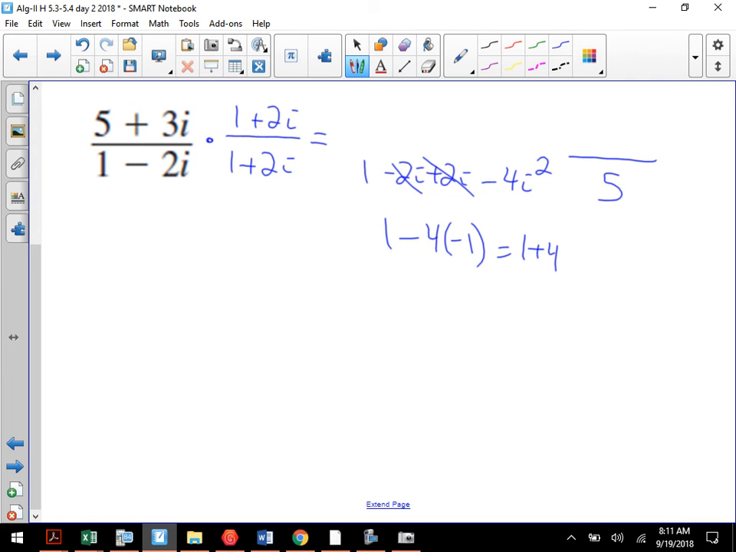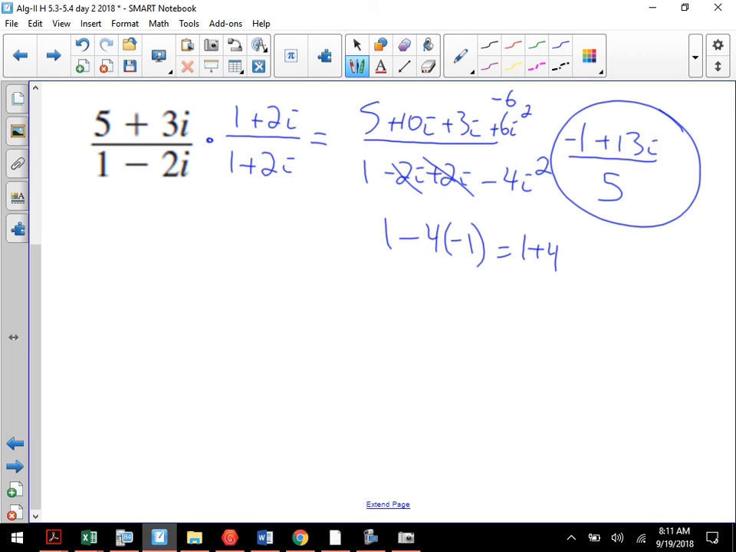I still have to FOIL out my numerator, and it's okay to have i's in the numerator. So if you FOIL out the numerator, you're going to get what? 5 plus 10i plus 3i plus 6i squared. Positive 6i squared turns into a what? Negative 6, very good. So then you wind up with negative 6 plus 5, which is negative 1. 10i and 3i is 13i. So you get negative 1 plus 13i. And that's how that simplifies.